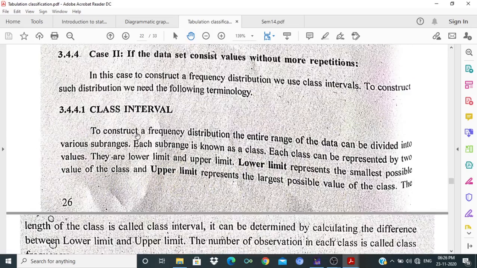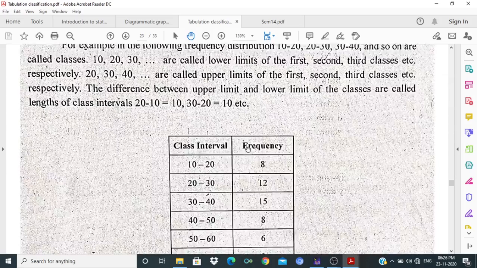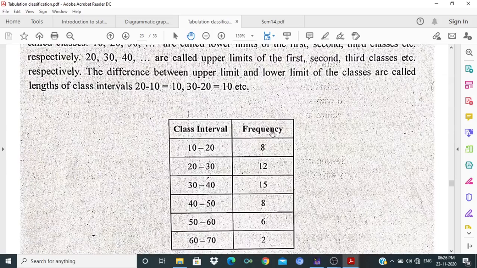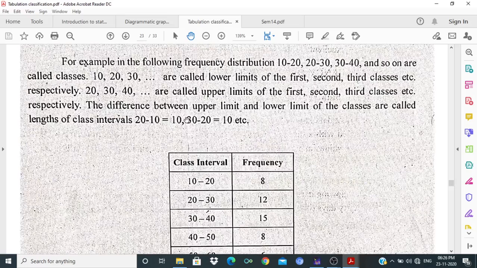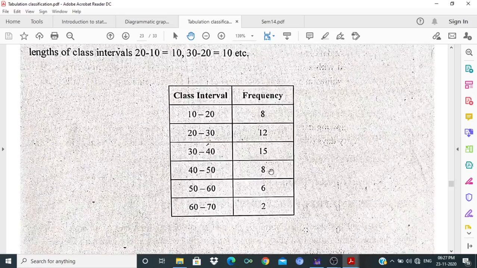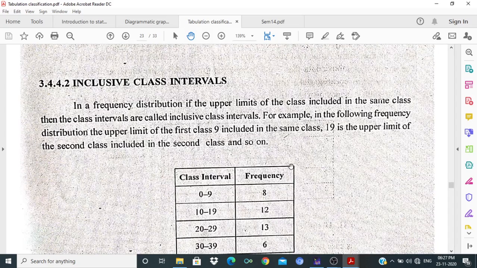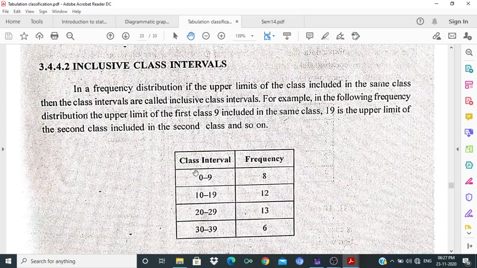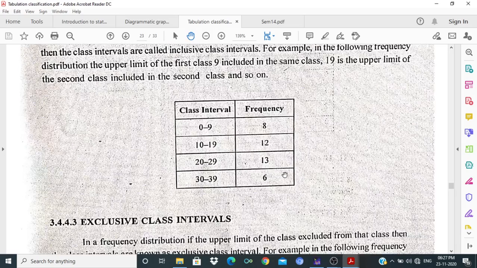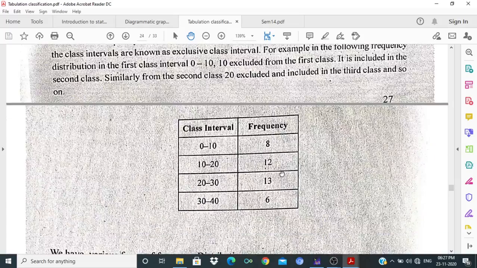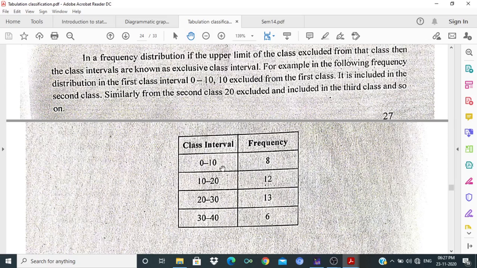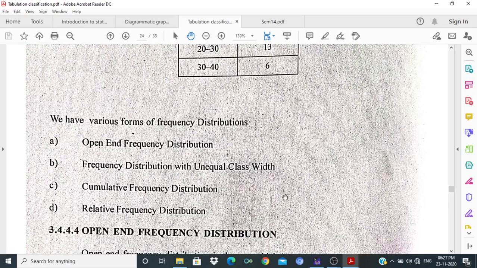Whereas for class intervals, this is the class interval and frequency. In a class interval, there are upper and lower limits. There are different types of class intervals, inclusive classes. Inclusive classes means both lower boundary and upper boundary are included for calculation. Whereas in exclusive classes, the upper boundary is excluded. Generally, 10 is excluded from the first class, 20 is excluded from the second class, like that.